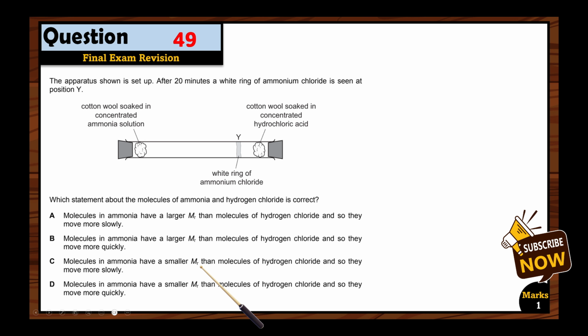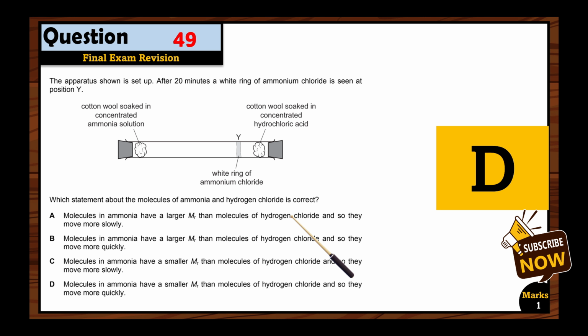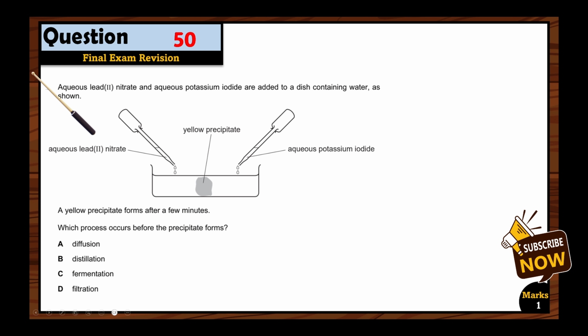Molecules in ammonia have smaller MR than the molecules of hydrogen chloride. Okay, and so they move more slowly. So that's wrong. If the molecules have the smaller MR or relative molecular mass, then they will diffuse faster. They will move more quickly. So that's why option D is right. Okay, so option D is correct. Let's see question number 50.